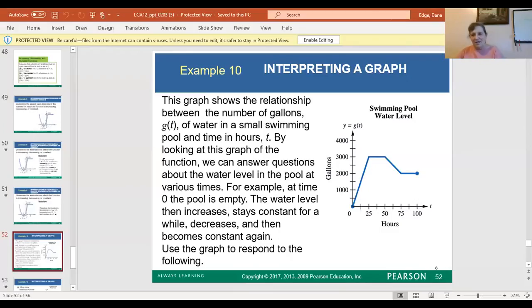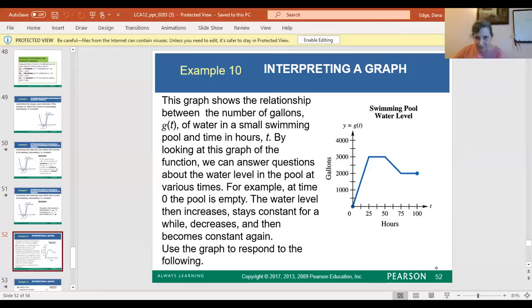Let's take a look at a graph. This is a word problem from the PowerPoint in this section. This graph shows the relationship between the number of gallons, G of T, gallons in terms of T, of water in a small swimming pool and the time in hours T. So G of T, the Y value, is the number of gallons in the pool at any time T.